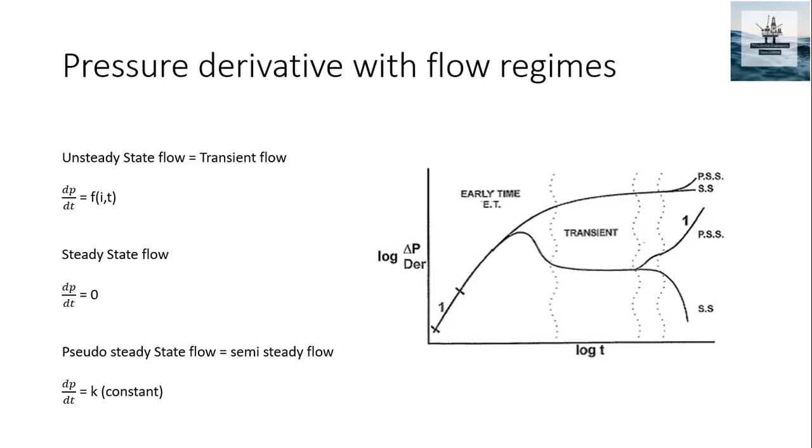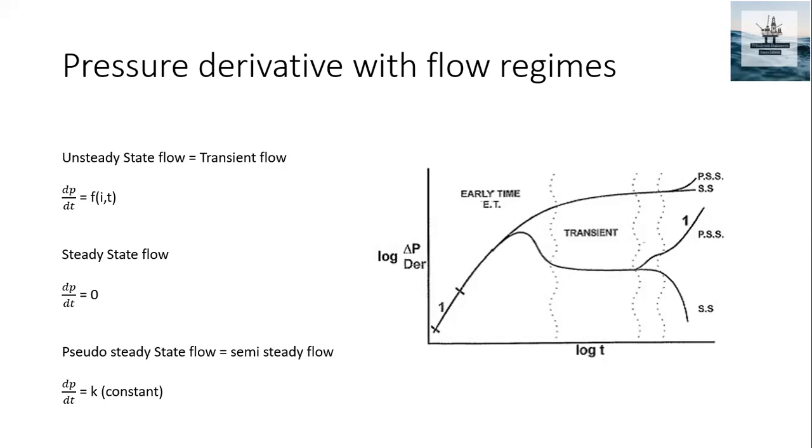What is steady state flow? Here, dou P by dou T is equal to 0. The pressure change will never be there. So pressure will always be constant at any location inside the reservoir. You can change the time, you select any location, and the pressure will never change. That means pressure maintenance is happening there.